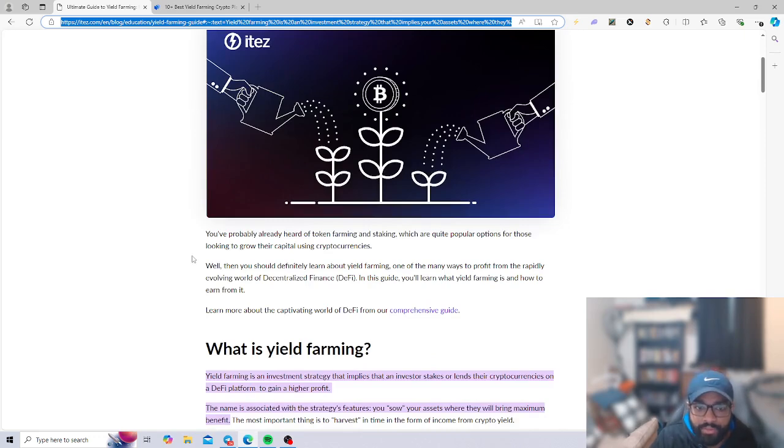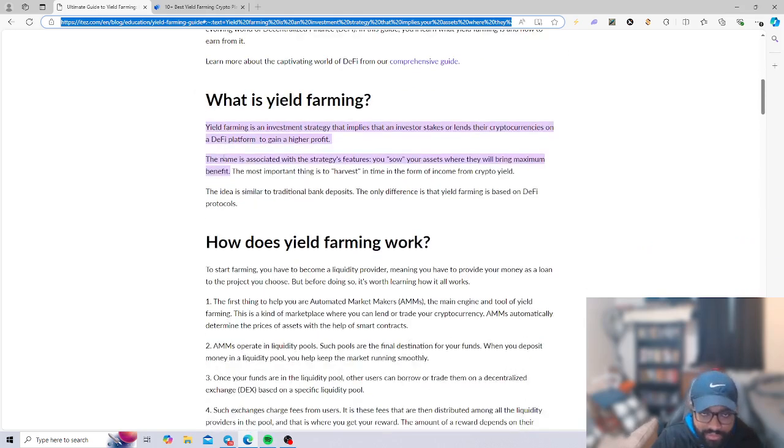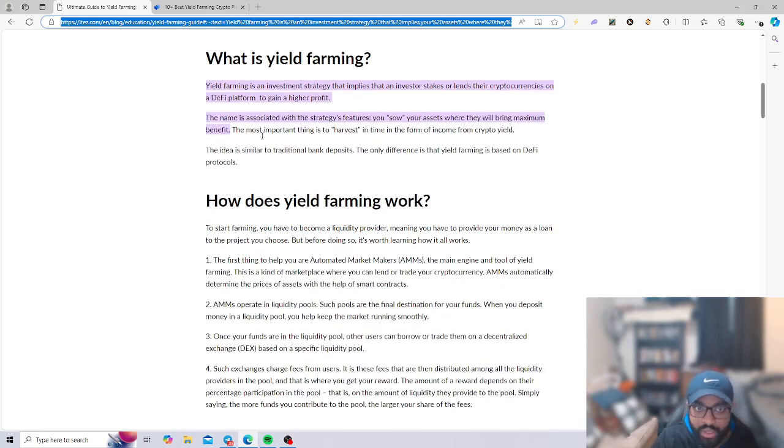Understanding yield farming. You probably already heard of token farming and staking, which are quite popular options for those looking to grow their capital using cryptocurrencies. Well, then you should definitely learn about yield farming, one of the many ways to profit from the rapidly evolving world of decentralized finance. In this guide, you'll learn what yield farming is and how to earn from it. So let's scroll down. What is yield farming? Yield farming is an investment strategy that implies investors stake or lend cryptocurrencies on a DeFi platform to gain higher profit. The name is associated with the strategy's feature: you sow your assets where they will bring maximum benefits, like sowing the seed.